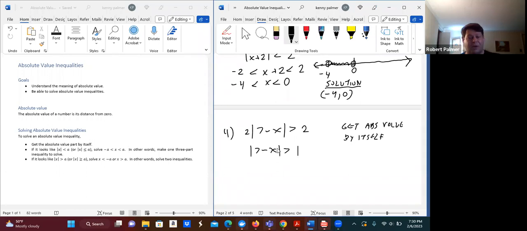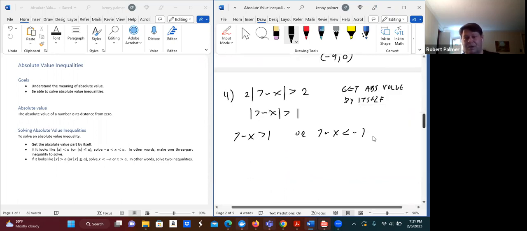Now, this is greater than, so we follow the second step. This means that whatever 7 minus x is, it's a distance of greater than 1 from 0. That means that 7 minus x is greater than 1, or 7 minus x is less than negative 1. We just solve each inequality. First subtract 7 from both sides, so we have negative x is greater than negative 6. Now divide both sides by negative 1. That's going to reverse our inequality sign, so we have x is less than 6.